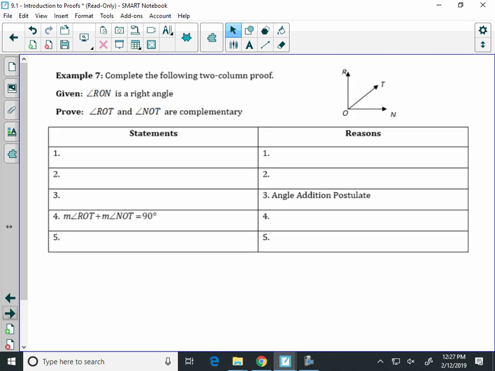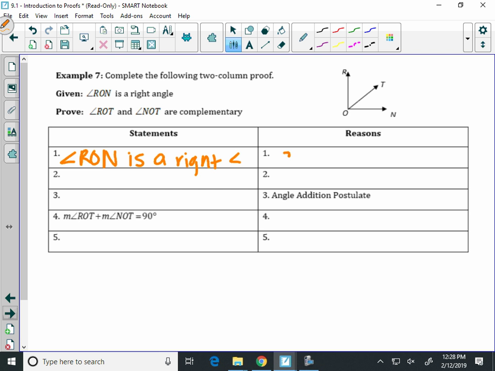We look at our last example. It says complete the following 2-column proof. They only gave us 2 things. We have to fill in the rest. What is going to go first? What's our first statement? Good. And we use given. What's going to be our last statement every single time?